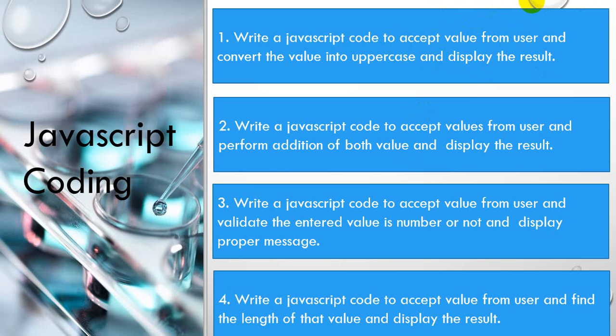Okay, so because prompt is a built-in function, by using that prompt we can accept a value from the user. After that, read out and convert. So the first thing is that you have to accept a value and store it in a certain variable. After that, you have to convert the value into uppercase.